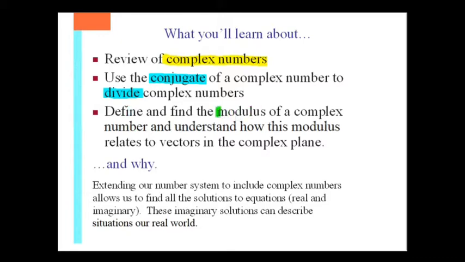Third, we'll define what's called the modulus of a complex number and understand how that relates to vector representation of complex numbers. And we'll even define something called the complex plane. That's a way of representing a complex number with an ordered pair, similar to an XY coordinate system. By extending the number system to include complex numbers, this allows us to represent all the solutions to an equation, both real solutions and imaginary solutions. And believe it or not, imaginary solutions can sometimes help us describe real situations in our world.